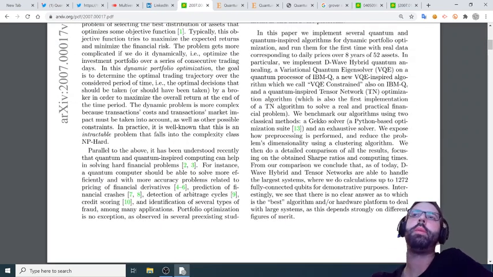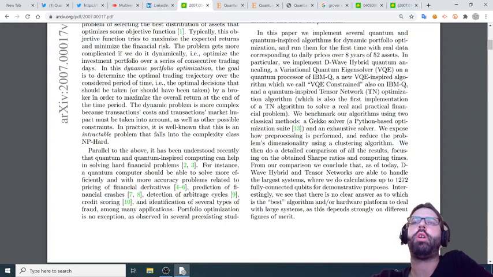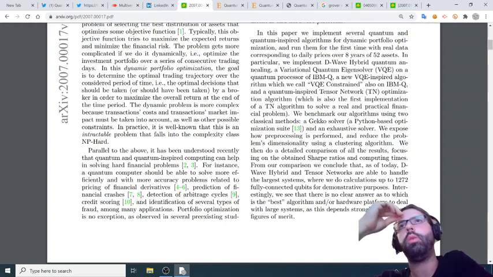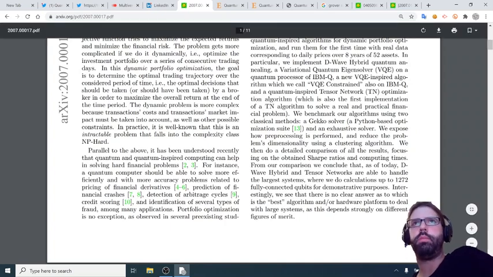Let's go ahead. In this paper, we implement several quantum-inspired algorithms for dynamic portfolio optimization and run them for the first time with real data corresponding to daily prices over 8 years of 52 assets. In particular, we implement D-Wave hybrid quantum annealing, a variational quantum eigensolver on a quantum processor of IBM Q, a new VQE-inspired algorithm, which we call VQE constraint, also on IBM Q, and a quantum-inspired tensor network optimization algorithm. Cool. We benchmark algorithms using two classical methods, a Gecko solver. What is a Gecko solver? A Python-based optimization suite. Okay.